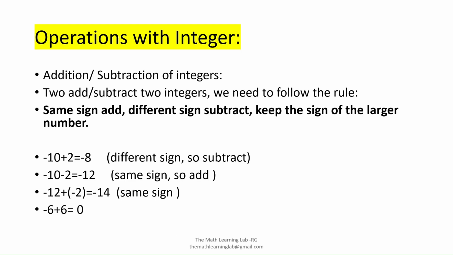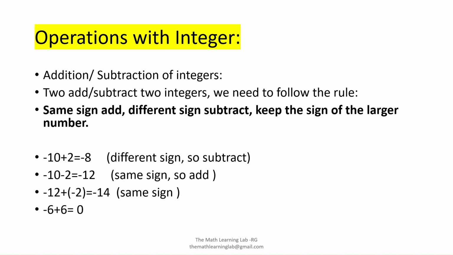Here are the operations with the integers. We have our four usual operations with integers as we used to have with the numbers: addition, subtraction, multiplication, and division. But we have to use certain rules to follow them. Addition and subtraction of our integers. To add or subtract two integers, we need to follow the rule: same sign add, different sign subtract, keep the sign of the larger number.